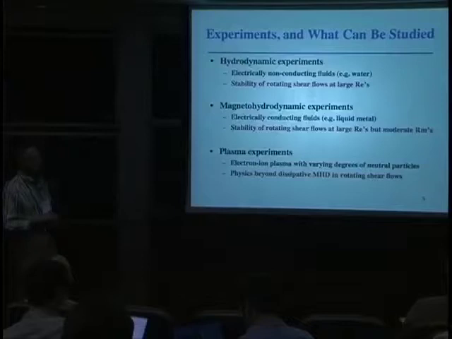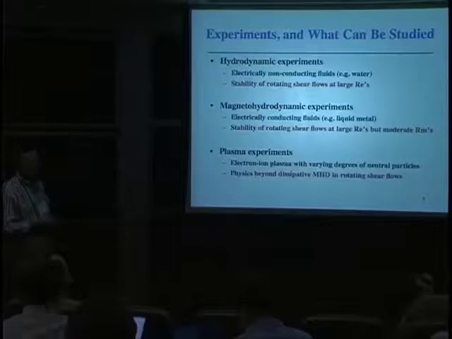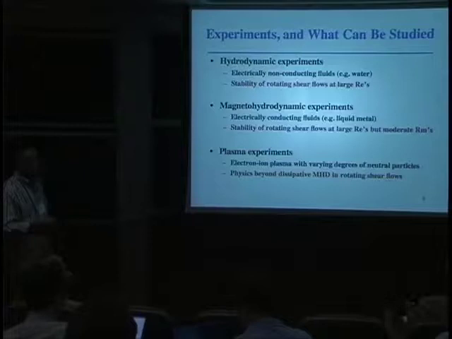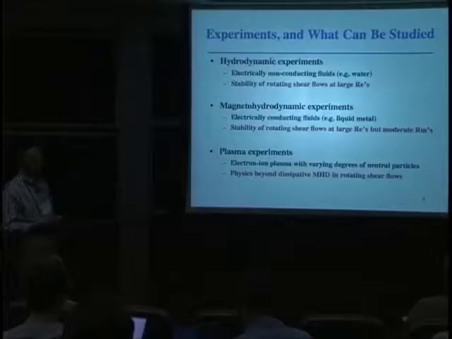For the hydrodynamic experiment, what we want to know for this particular MRI problem is the stability of rotating shear flows at large Reynolds numbers. For the magnetohydrodynamic experiment, which is particularly for liquid metals, we want to know the stability of that kind of flow at large Reynolds number, but with moderate magnetic Reynolds numbers, limited by the material, not by our desire, but by the given conditions, the type of material we can access.